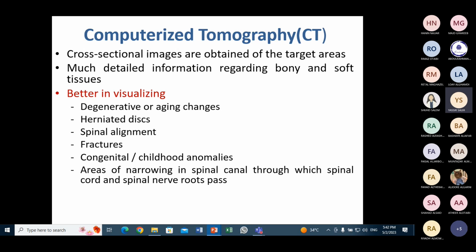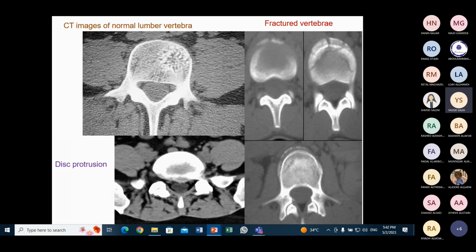Congenital and childhood anomalies, although they can be demonstrated by X-ray, but CT is better, اللي هي زي الspina bifida occulta or aperta. And also if there is a narrowing of the spinal canal, the CT is better than the X-ray in assessment of this area. But CT is not good in visualizing inner details of the spinal cord. The spinal cord cannot be well assessed by the CT. لكن حنجي نشوف MRI is the best.